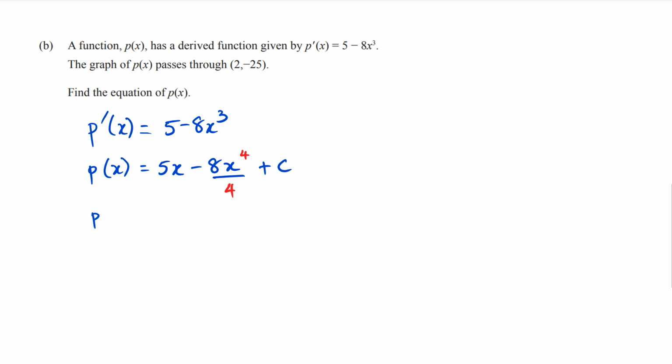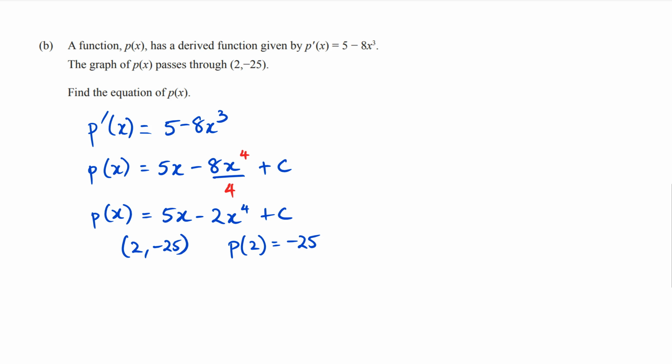And when we do this, we're going to get p of x is equal to 5x minus 2x to the power of 4 plus c. Now at this point, we've been given the point. The point is equal to (2, -25), which is the same thing as saying that p of 2 equals -25. So we're going to substitute -25 in now. We're going to get -25 equals 5 times 2 minus 2 times 2 to the power of 4 plus c.